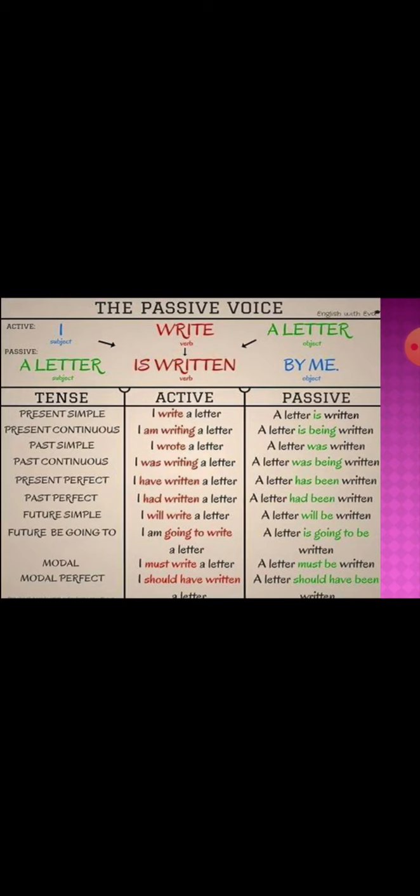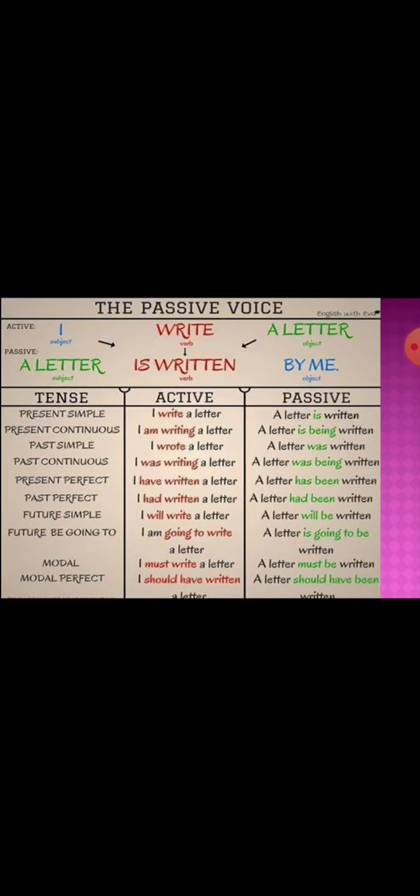Here are a few examples. Through these examples, you will better understand the active and passive voice. In simple present tense, in active there is a sentence given: I write a letter. When we change into passive voice, it will become a letter is written by me. In present continuous, I am writing a letter. It will become a letter is being written by me. Past simple, I wrote a letter. A letter was written by me. Past continuous, I was writing a letter. A letter was being written by me.